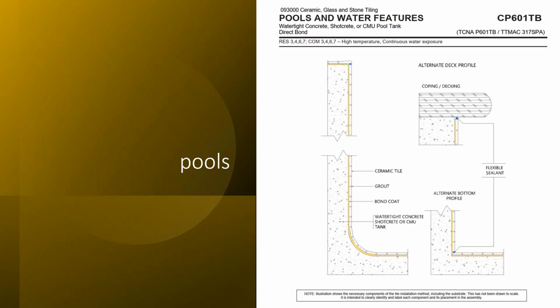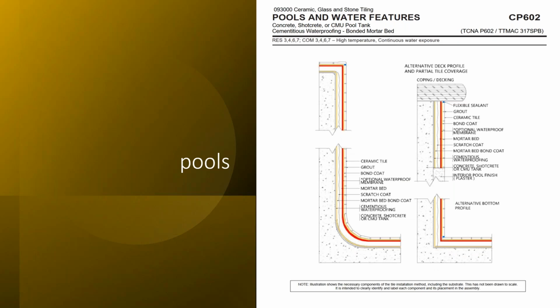Now, we can use a thin set approach to a pool lining, but here again, there's probably going to be some remediation needed to get it to the flatness desired and to the curvature desired for the type and size of tile being used. And again, we need to start with a watertight concrete, shotcrete, or CMU pool tank in order to do this installation.